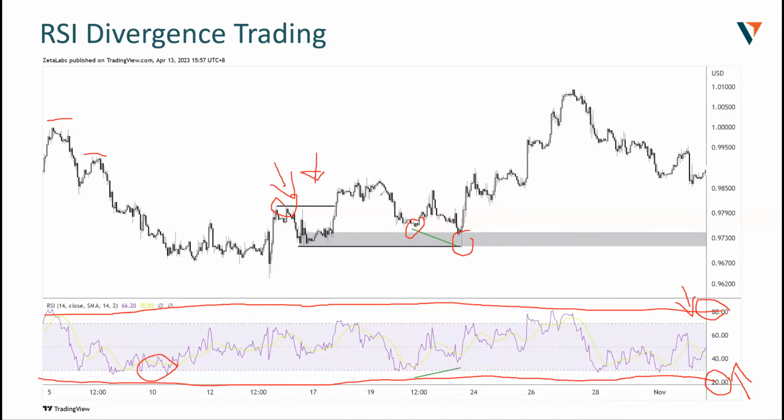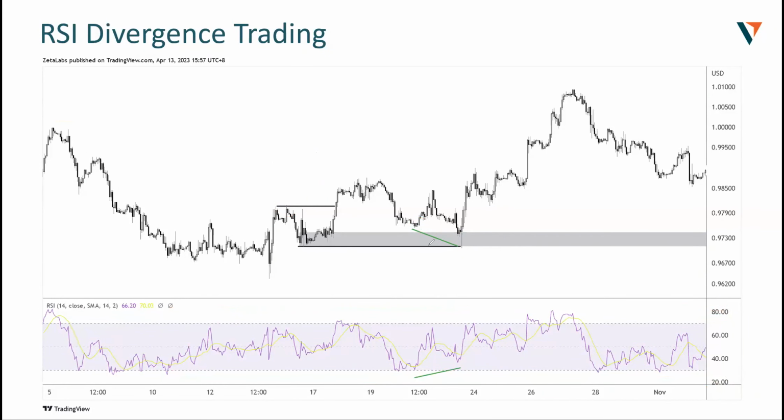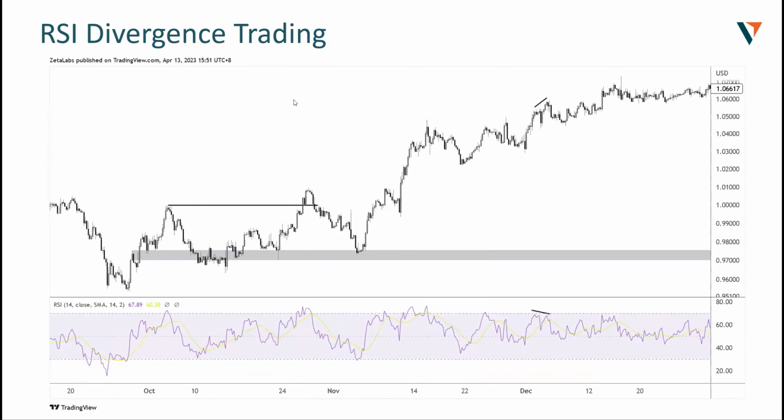So back to RSI divergence. You can see that this is basically how it looks. If it's a bullish divergence, you can see price starting to form lower lows, whereas your RSI is forming higher lows. Okay, so this is a bullish divergence. Let's take a look at a bearish divergence. For bearish divergence, it's the other way.